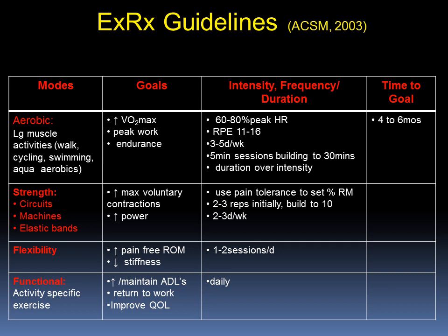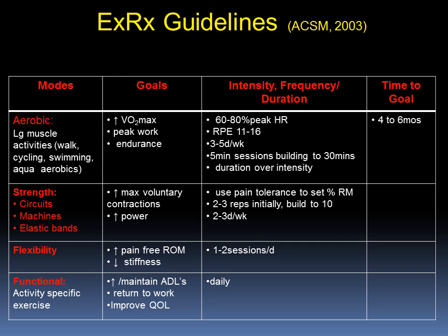So what are the guidelines for individuals who've got arthritic type conditions? This is based on the American College of Sports Medicine. Aerobically, we want them to be using large muscle groups, so land-based, water-based, cycling, impact, non-impact, any type of aerobic activity is going to be effective. We want that 3 to 5 days a week. 5-minute sessions building up to 30-minute sessions if they've been inactive for a long period of time. We can see the intensity between 60 and 80% of their peak heart rate, which is equivalent to a rating of perceived exertion between 11 and 16 on a 20-point scale.